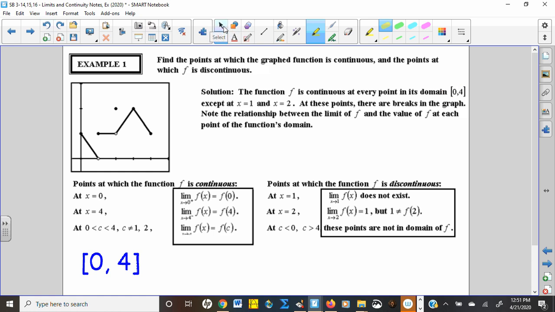You know, we said that it's discontinuous at x equals 1 and at x equals 2. So that means it's continuous everywhere between and including, because they have closed dots at the ends of this interval.